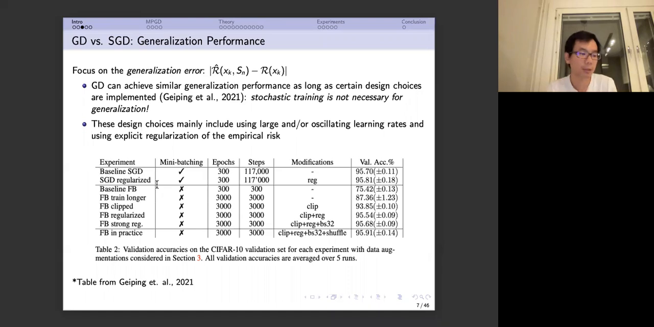This table shows a result from their paper. They indeed show that by adding some tricks on top of full batch gradient descent, the algorithm can somehow match the baseline SGD result. This is for CIFAR-10.